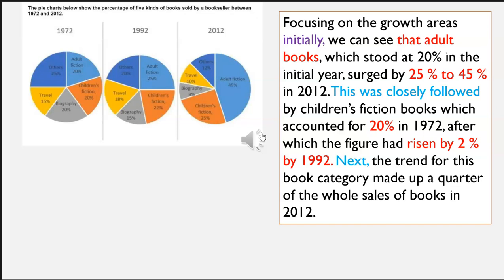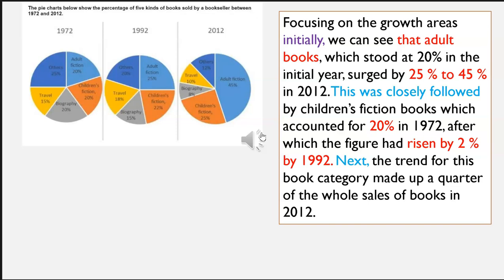Okay, let's start again. "Focusing on the growth areas initially..." Huh? Okay, you mean like initially in the paragraph. Okay, fine. "We can see that..." Why am I reading it again? "Adult books." No, they're not adult books. They're books. Adult books sounds like got naked people in it.